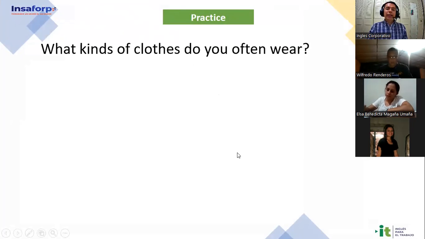Now, then, what kind of clothes do you often wear? Let me see, Jonathan. ¿Qué tipo de ropa, right? What kind of clothes do you often wear? Jeans, formal pants, you know, t-shirts or shirts. Tie, corbata, boots, botas, jeans, tennis, formal shoes. What kind of clothes do you often wear, Jonathan?